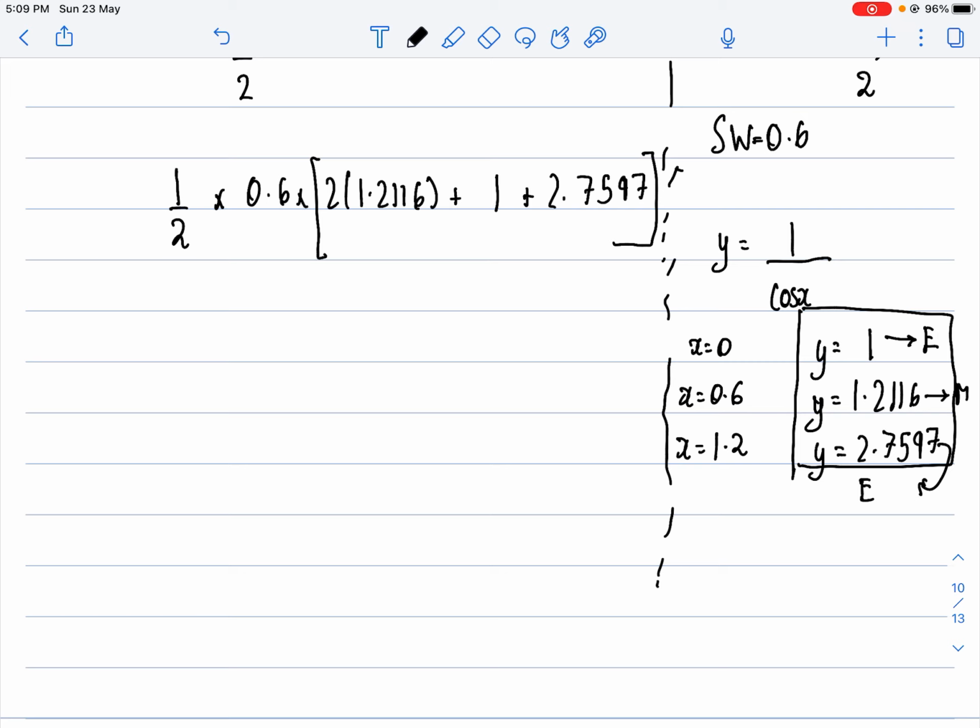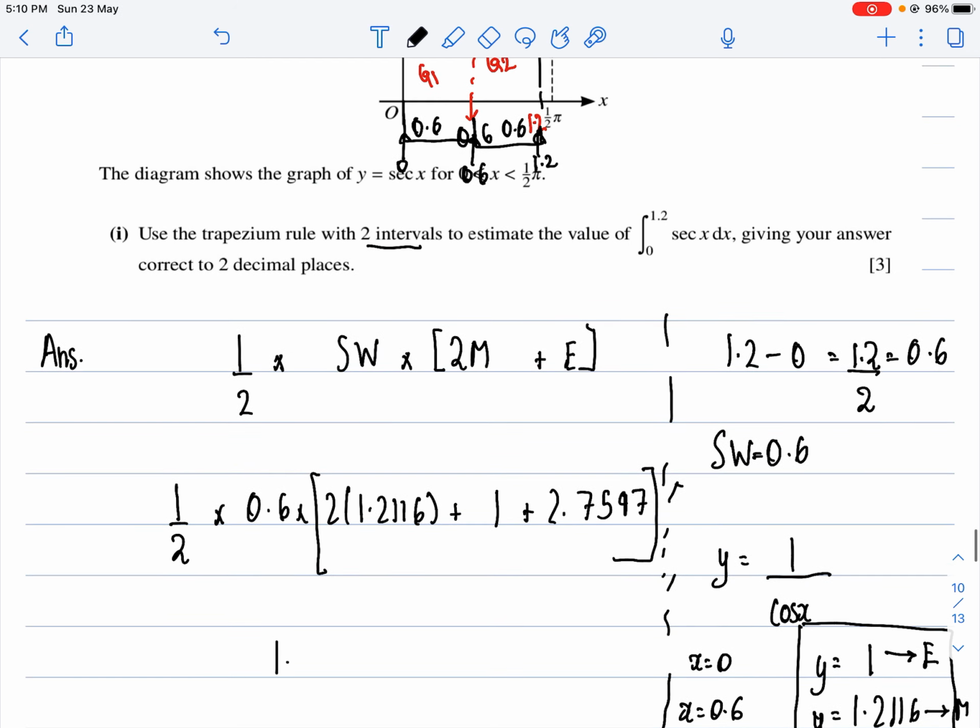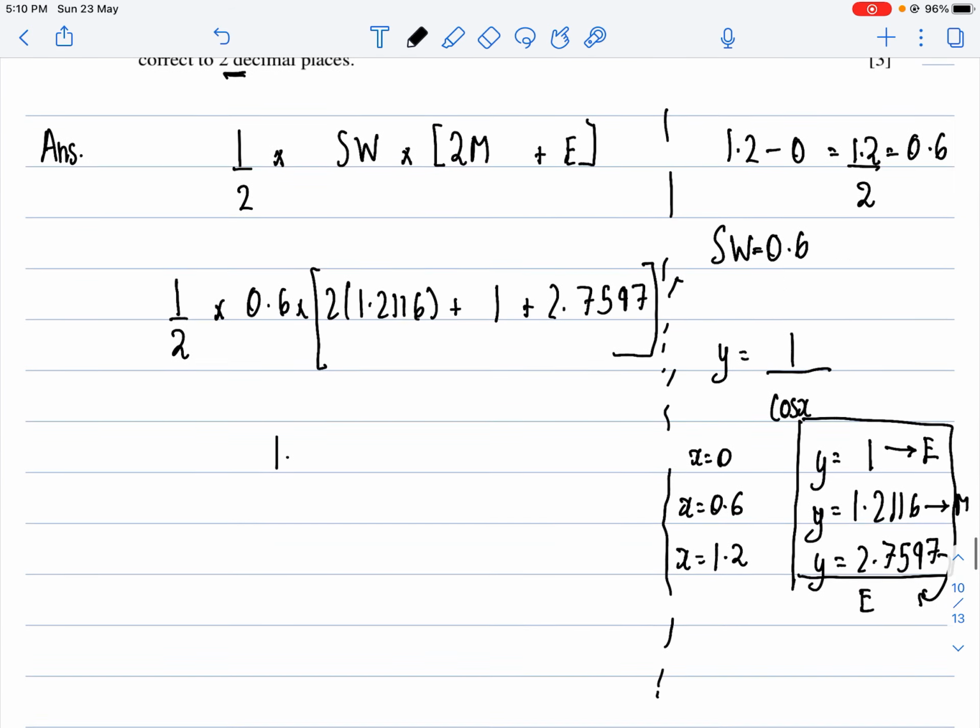Now when you solve this on the calculator, just give me a second, solving it. You get your answer, and we need to give it to 2 decimal places. So 1.85 is the final answer of the question.